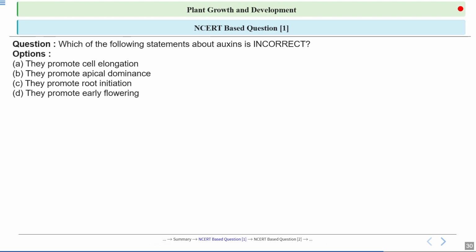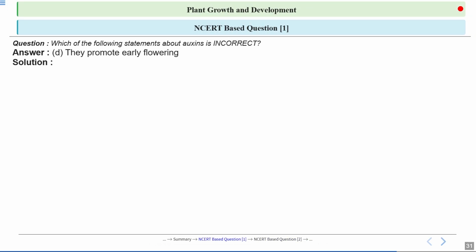Now let us see the NCERT based question. Which of the following statements about the auxin is incorrect? Let us see the options. A, they promote cell elongation. B, they promote apical dominance. C, they promote root initiation. And D, they promote early flowering. Let us see the answer. D, they promote early flowering. This is the correct one.